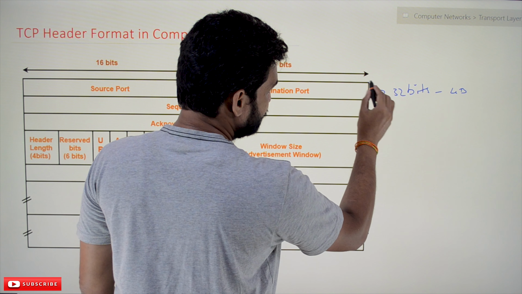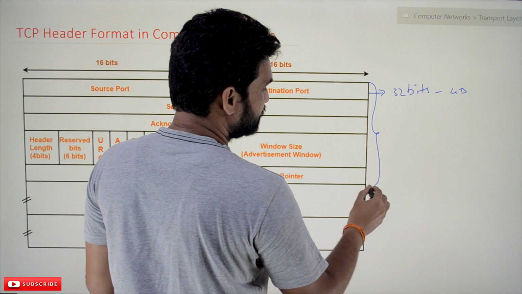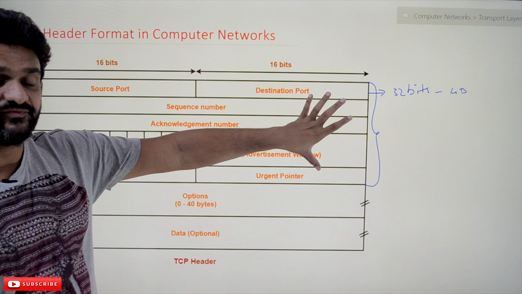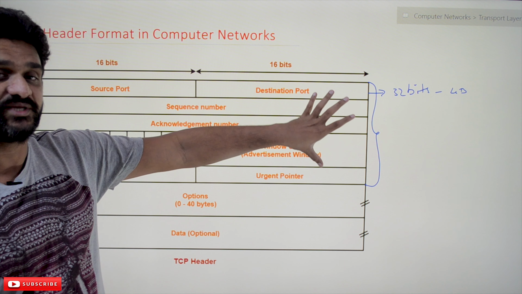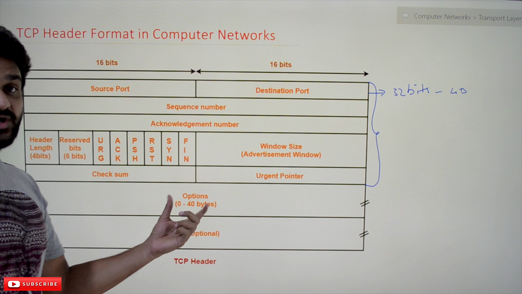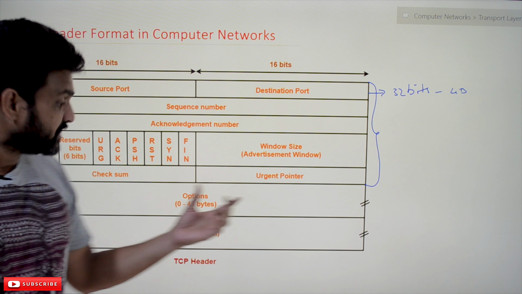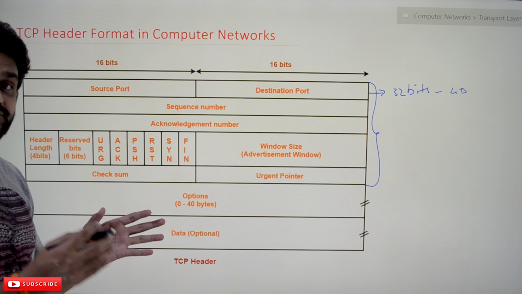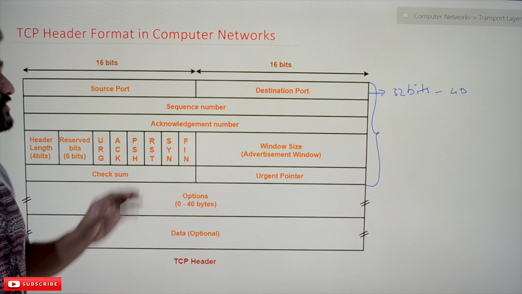So we have 5 mandatory rows. Mandatory means these are the rows which should be there for every TCP header, and we have 0 to 40 bytes of optional space. These 0 to 40 bytes can be used as options.